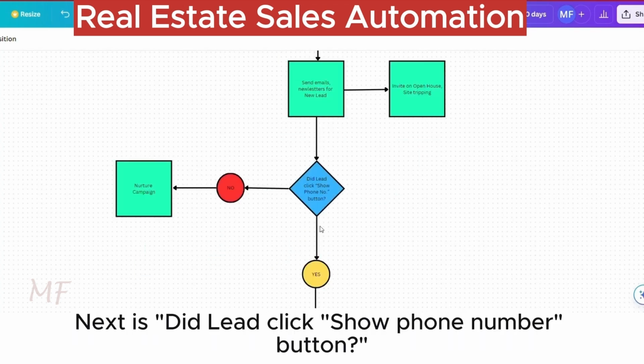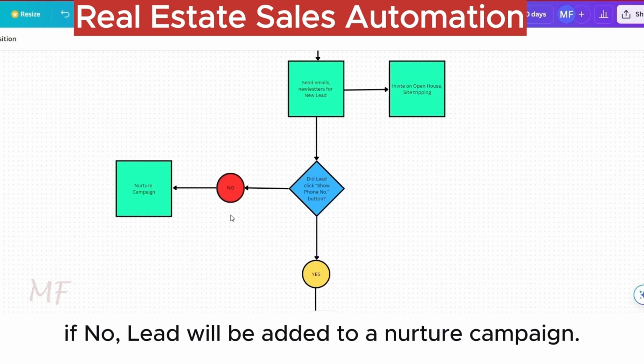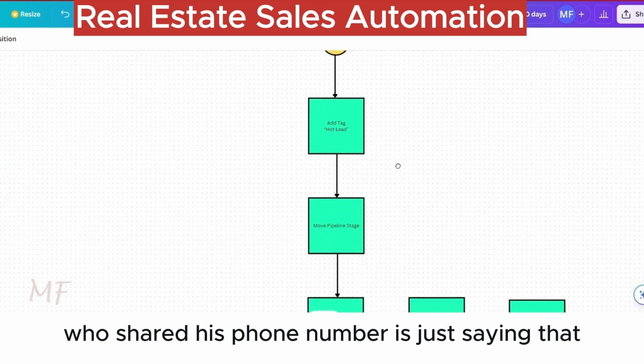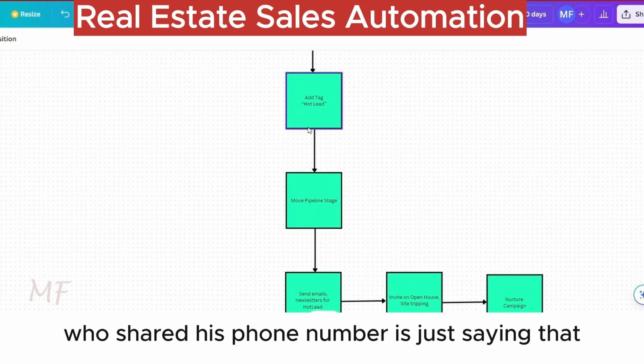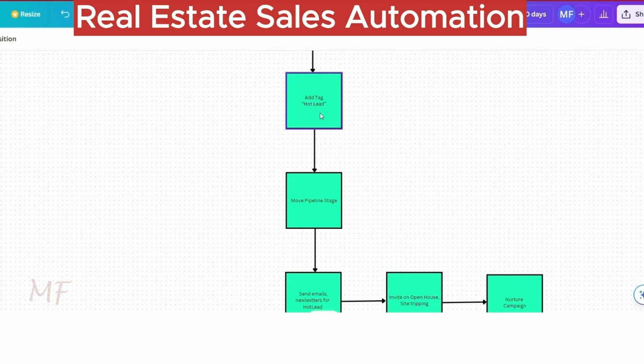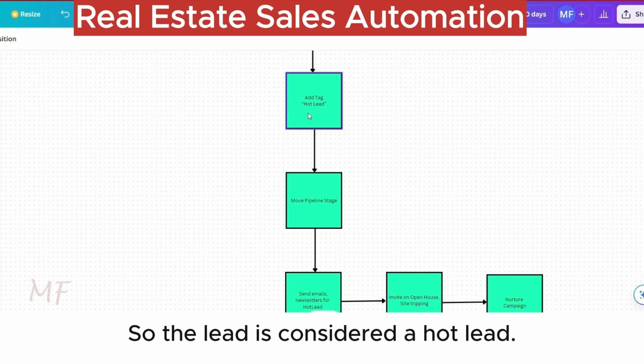Next is, did the lead click the show phone number button? If no, the lead will be added to a nurture campaign. If yes, the lead will be added to a hot lead tag. Any lead who shared his phone number is saying that he is opening his line to the agent for discussing the property. So the lead is considered a hot lead.